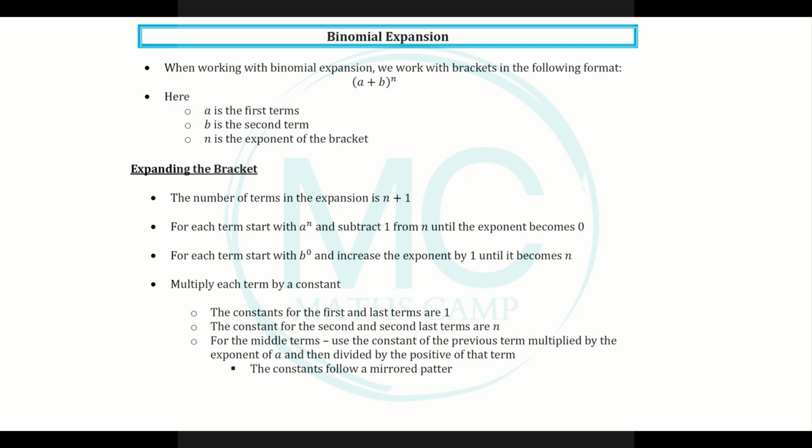The constants follow a mirrored pattern. This means that the constants of the first and last terms, second and second last terms, third and third last terms, and so on, will all be the same. Then we multiply these values together to get a single term. These terms are our expansion. Let's look at some examples.